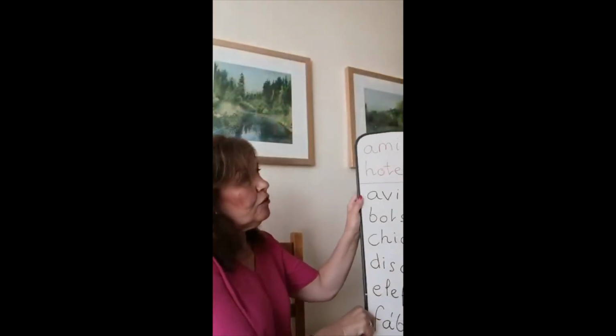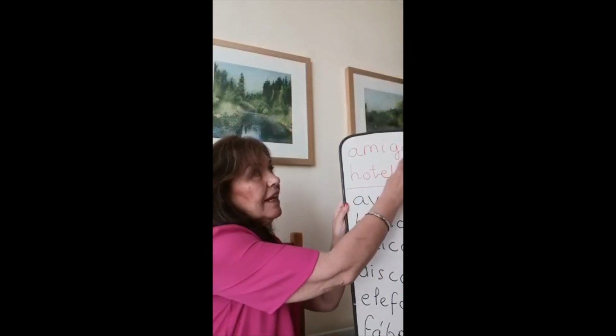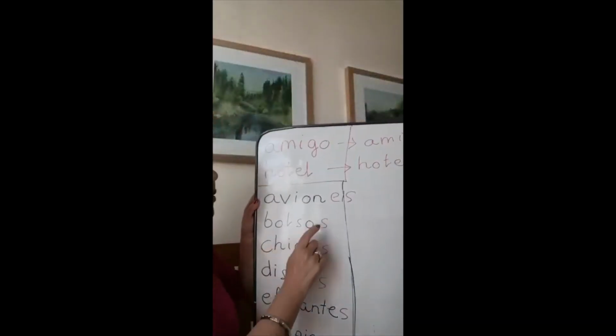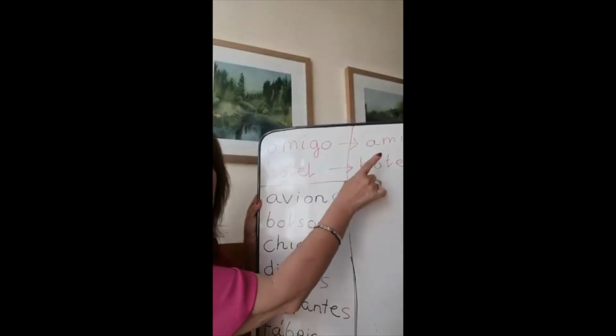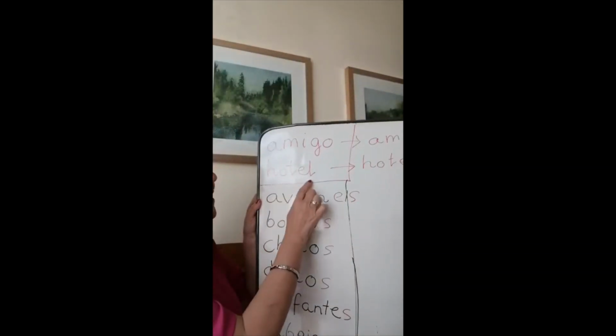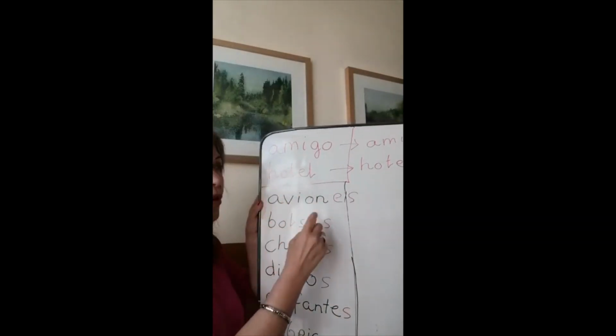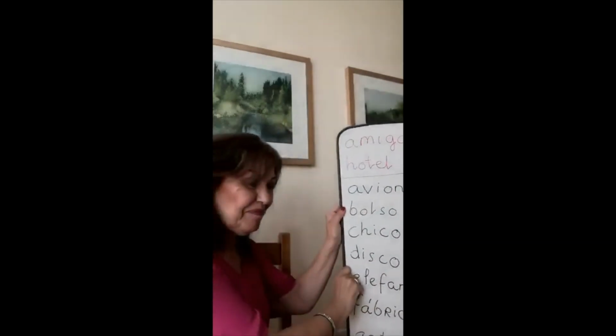Okay, so just remind you about the ending in a vowel. Ending in a vowel, you add an S, amigo, amigos. When the word ends in a consonant, you add es. Hotel, un hotel, dos hoteles.